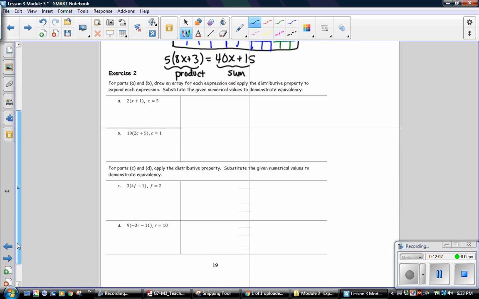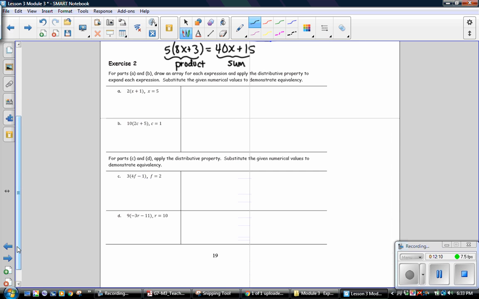Exercise 2. For parts A and B, draw an array for each expression and apply the distributive property to expand each expression. Substitute the given numerical value to demonstrate equivalency. Pause the video and complete A. Then resume the video to check your answer. 2 times the quantity x plus 1 is equivalent to 2x plus 2. Now, substitute the 5 to determine equivalency, or to prove it.